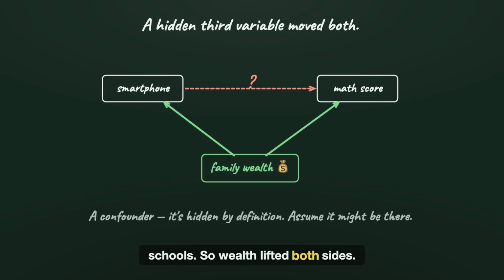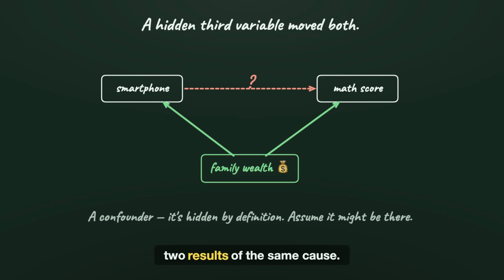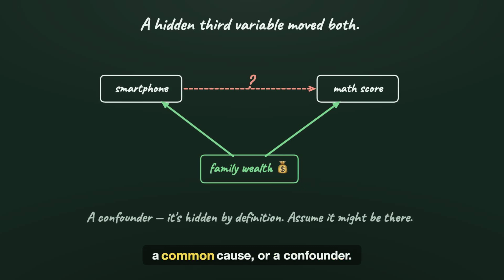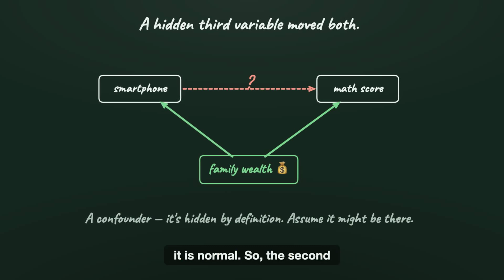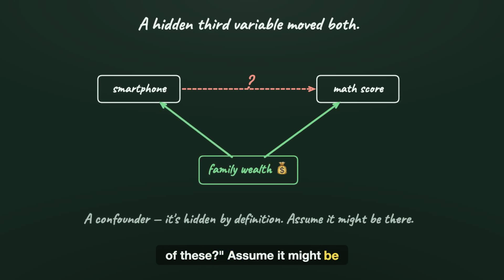So wealth lifted both sides. The phone and the math score weren't causing each other. They were two results of the same cause. A third variable hidden behind X and Y, moving both, is called a common cause or a confounder. And here's why it's dangerous. It's by definition hidden. Not seeing it is normal. So the second bit of training, ask, could there be a hidden Z moving both of these? Assume it might be there, even when you can't see it, and go looking.